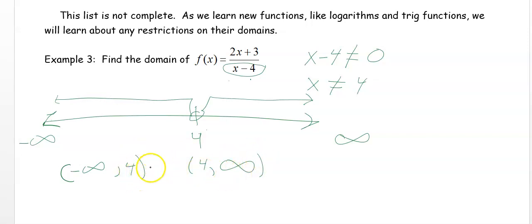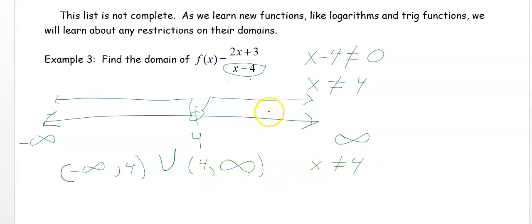And notice this parenthesis around each 4, because I'm going to go up to 4, but not include it. And then I'm going to start at 4, just a little beyond 4, without touching it, and go to infinity. And sometimes we write a union in there. Your online math homework might have a comma. But this is the same as saying x cannot be 4.